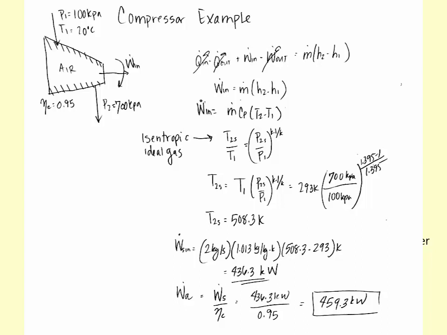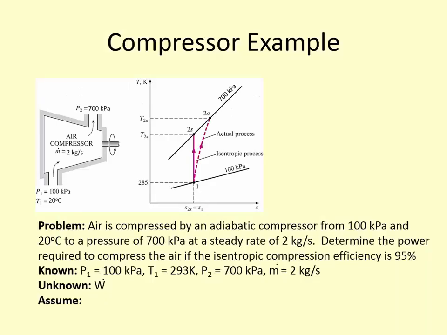So again, comparing the idealized case to the actual case, if we have a given isentropic efficiency, we can calculate our actual work. If we somehow calculate an isentropic work and an actual work, we could calculate the efficiency. So depending on what information is given to you in the problem, this is the basic process.